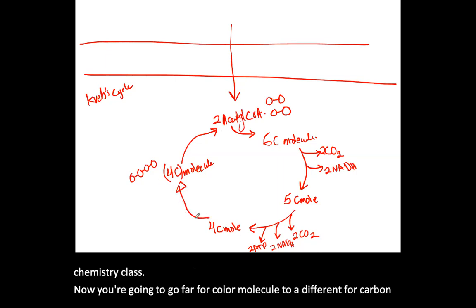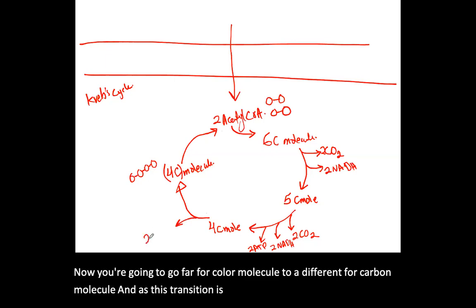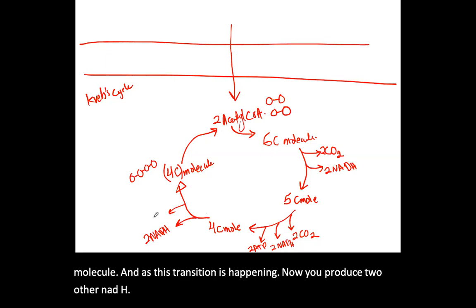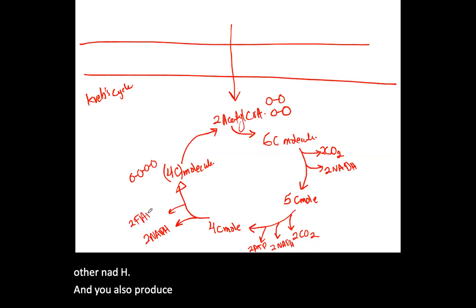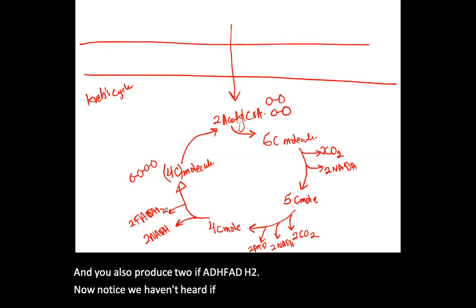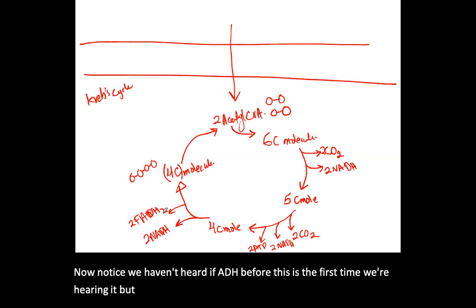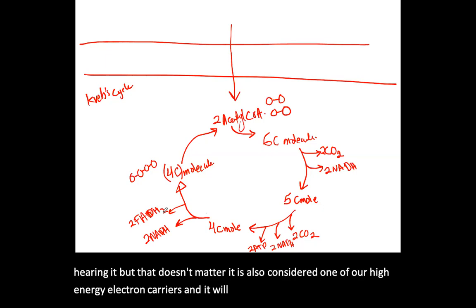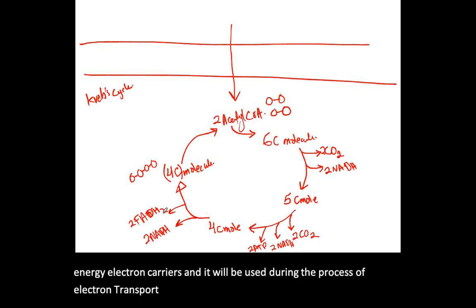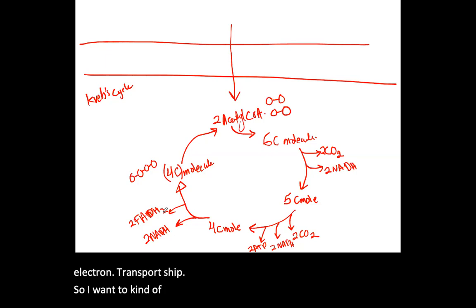And as this transition is happening, now you'll produce 2 other NADH, and you also produce 2 FADH2s. Now notice we haven't heard FADH2 before. This is the first time we're hearing it, but that doesn't matter. It is still considered one of our high energy electron carriers, and it will be used during the process of electron transportation.